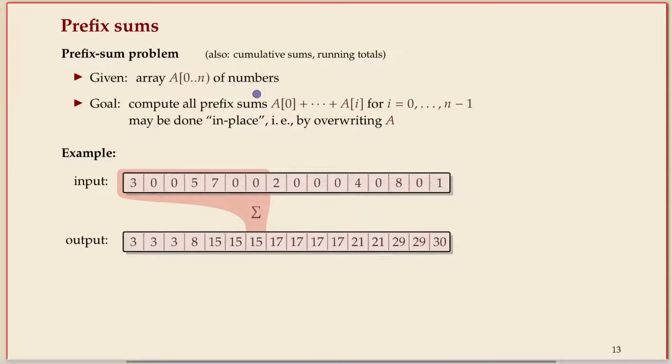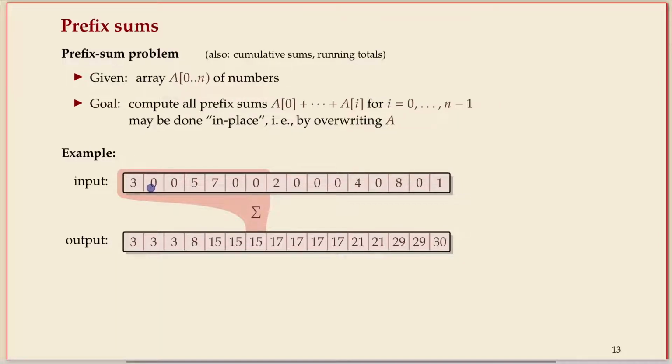The goal is to modify this array, so you're allowed to do this in place, so that afterwards it contains the prefix sums, which means at position i, you're supposed to have the sum of the first elements up to and including position i, which are i+1 numbers, I guess.